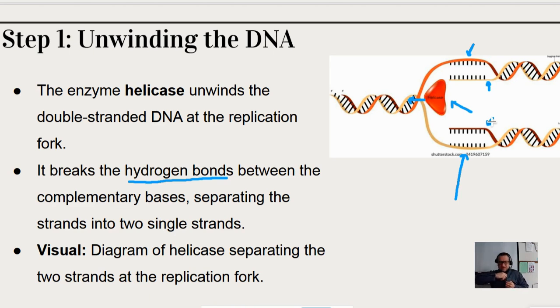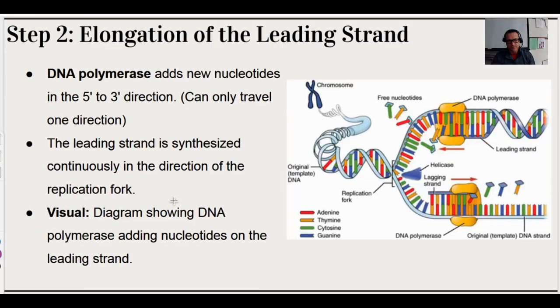This little thing you hold on to, that would be helicase. It goes right down the middle and unzips the DNA, creating two single strands. So that's step one in DNA replication. All right, step two, elongation of the leading strand. So you have a leading strand and a lagging strand. Regular bio, don't know if you have to know this, honors you will.